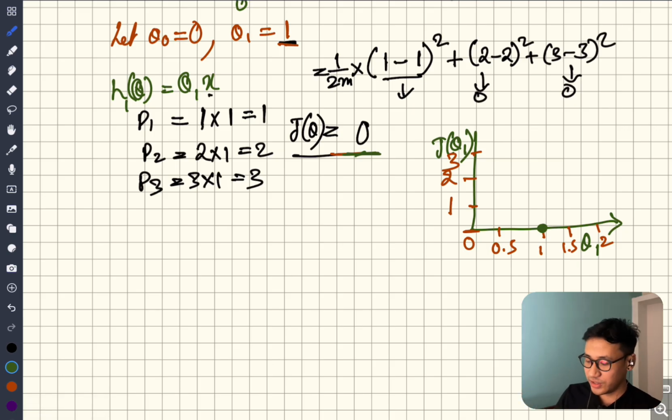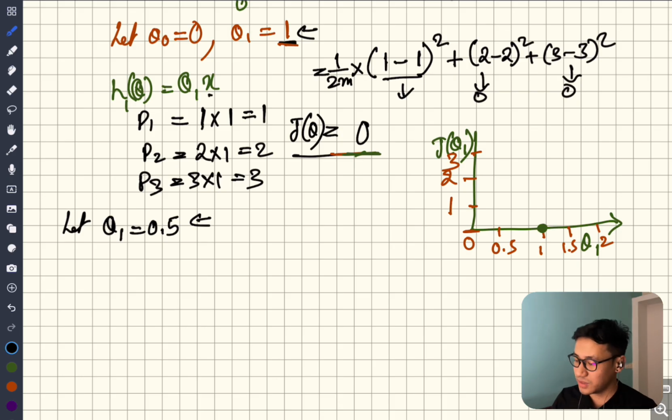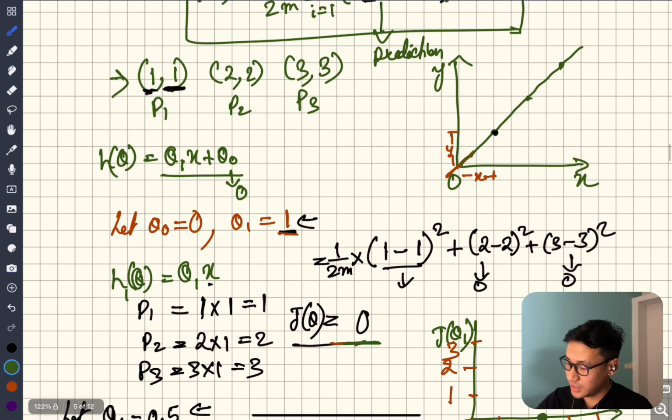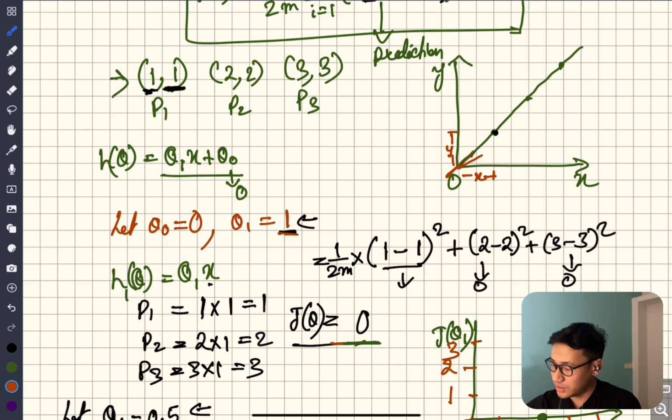So what we do is we try to change the theta value. This time let us assume theta 1 equals 0.5. Here we assumed theta 1 is 1, and here we are assuming theta 1 as 0.5. 0.5 means I am trying to create a line that will come something similar to this. I'm only increasing 0.5: for 1 unit of x, I'm increasing 0.5 unit of y.